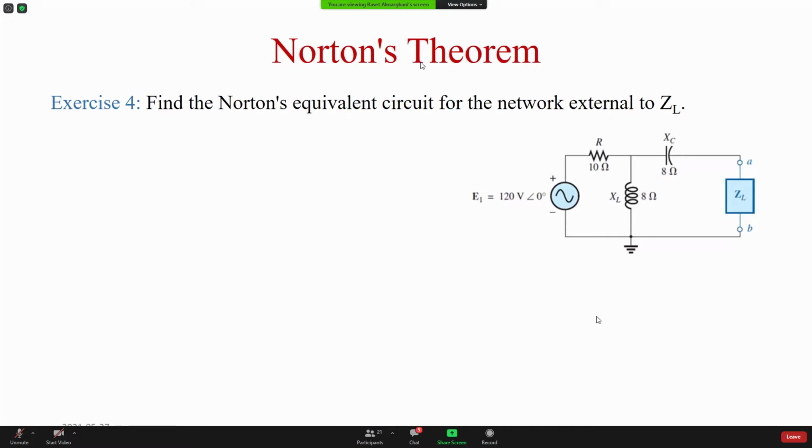Okay, so AC circuit. At the end, the question says find the Norton equivalent circuit. So I'm gonna tell them, okay, here's the Norton equivalent circuit, and I'm gonna draw it first. Make sure I get some mark, even if I do nothing.